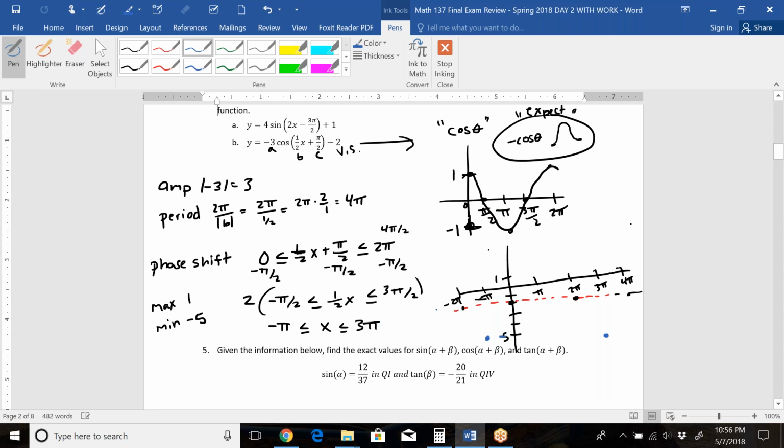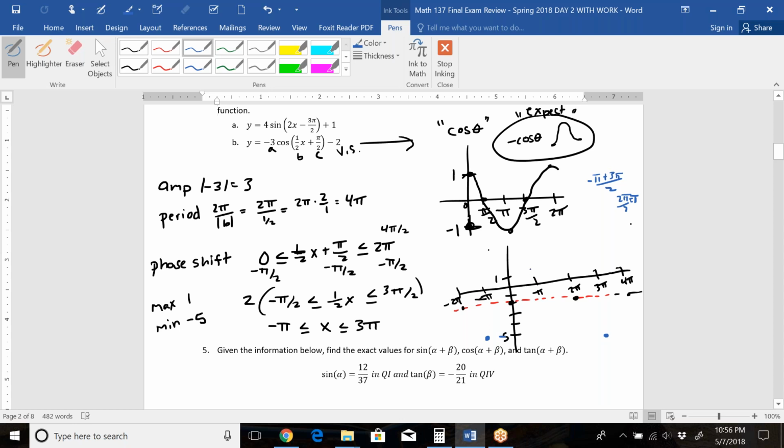To figure out where we're going to be for our top value of this cosine function, we need to be halfway between negative pi and 3 pi. So negative pi plus 3 pi divided by 2. That is 2 pi divided by 2, which is just pi. So that means at pi, we would be at our highest value, which is positive 1.